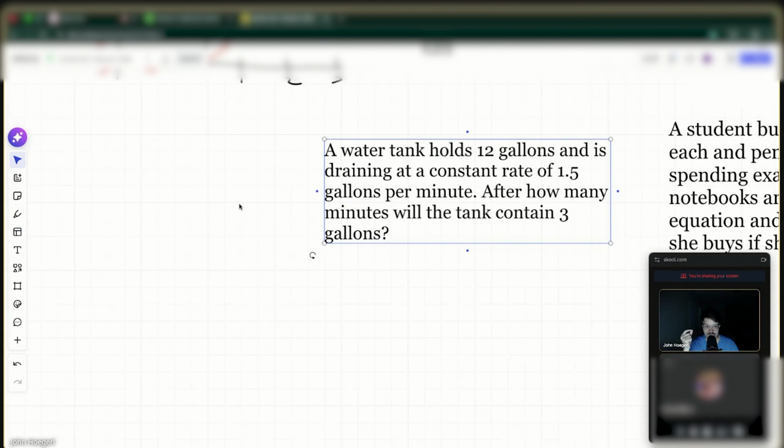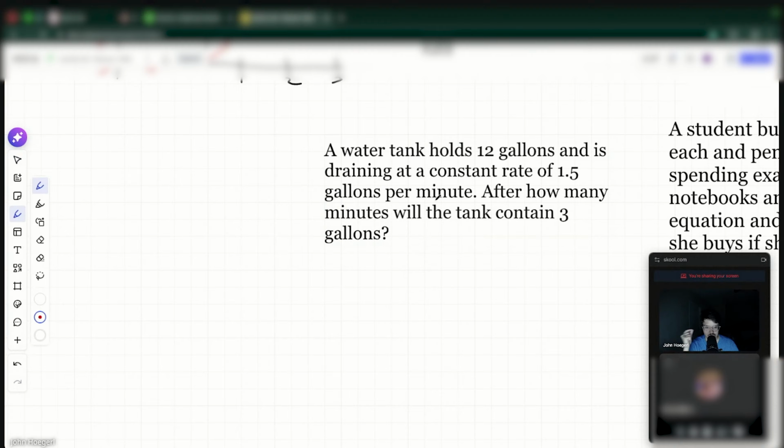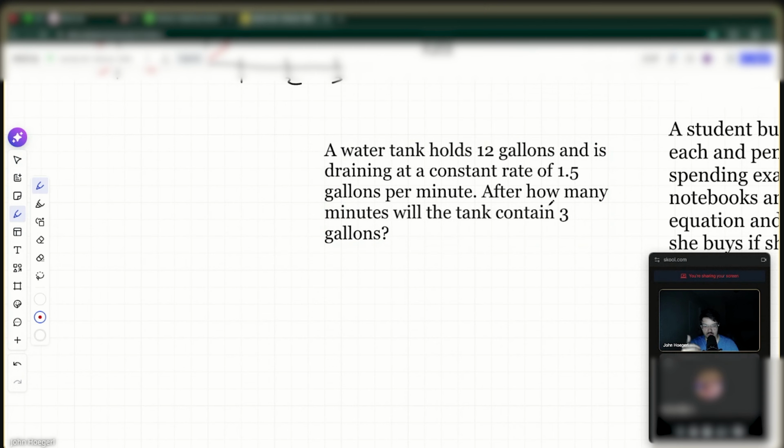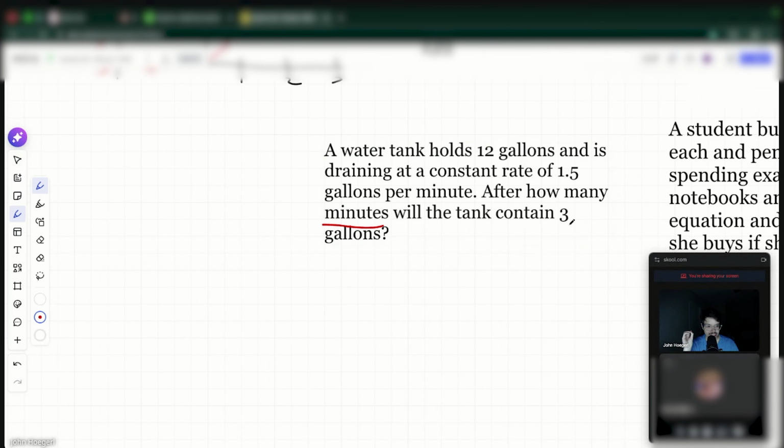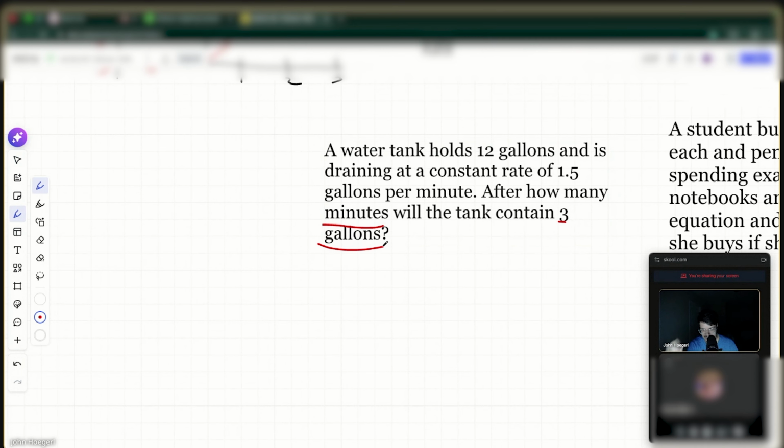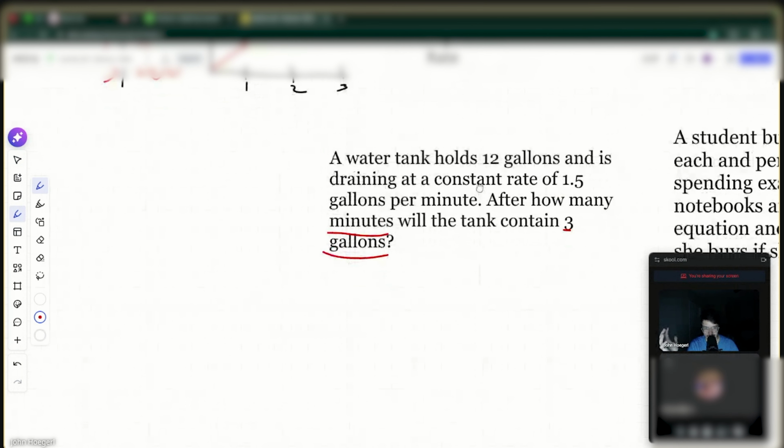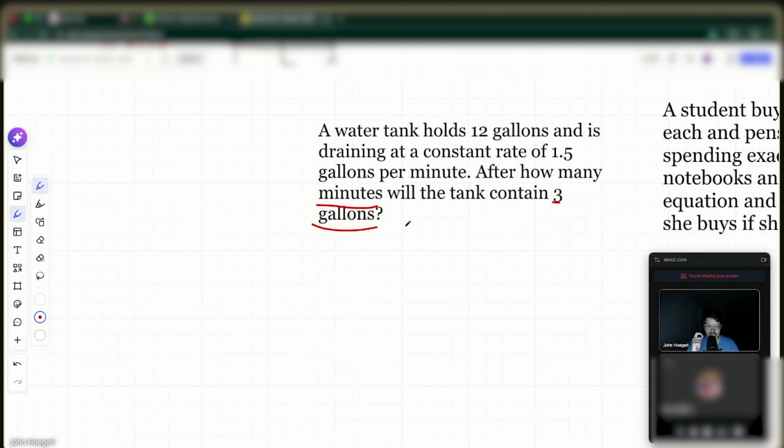A water tank holds 12 gallons and is draining at a constant rate of 1.5 gallons per minute. After how many minutes will the tank contain 3 gallons? Okay, so we're trying to see here the amount of minutes where it only has 3 gallons left. That is the goal that we're looking for here. Now for the information, I guess I'll just write here. So it starts at 12 gallons. That must be the beginning.